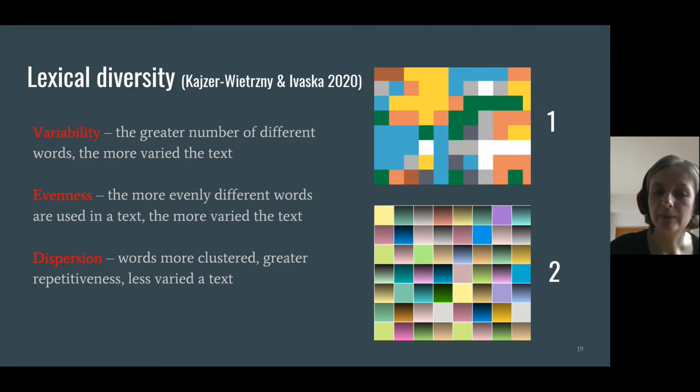And also, square number 2 is less dispersed. So the squares in the second picture are less clustered and less repetitive, whereas the first square, which represents a more repetitive text, has many clusters and is thus more repetitive. So we are looking at lexical diversity, how words, content words, are diverse within a text, and how, for instance, repetitive a text is, and how many different words it uses.